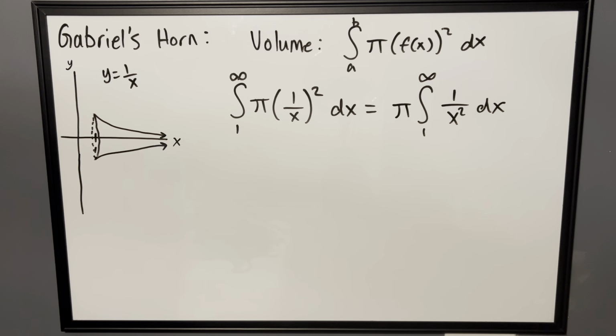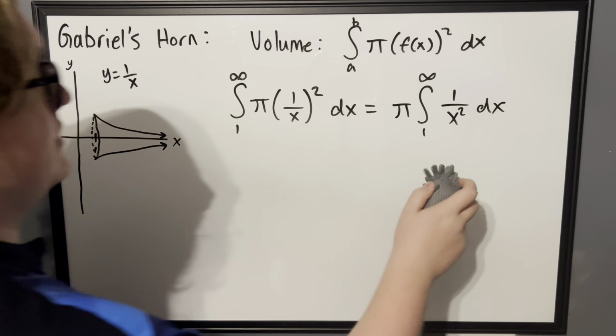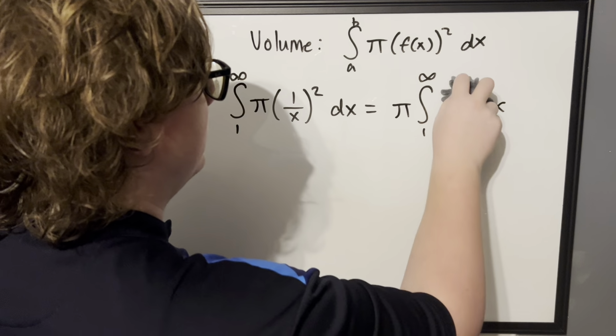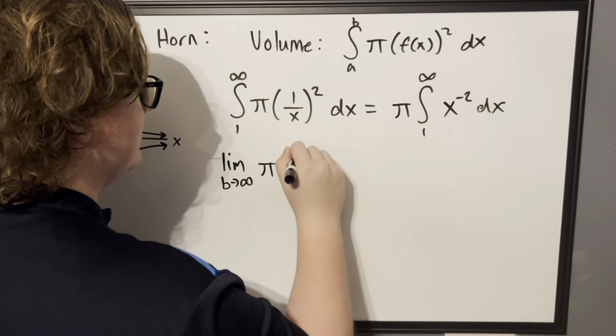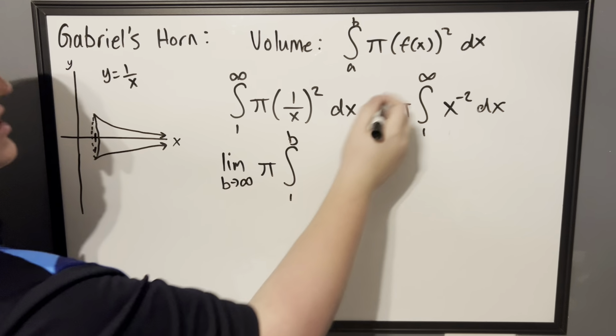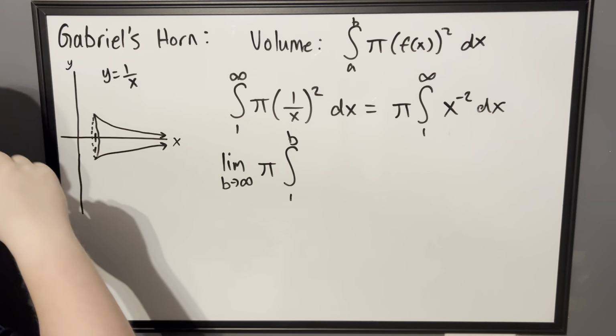Now, instead of leaving this as 1 over x squared, we're going to use the exponent power rule to see that we can actually change this into x to the negative second power. This is x to the minus 2. Now, the final thing we need to look at before we evaluate this integral is that we have an integral from 1 to infinity, and this is an improper integral. So we need to set up a limit. So we're going to have the limit, as b goes to infinity, of pi times the integral from 1 to b. You see we're just replacing infinity with b here, of x to the negative 2 dx.